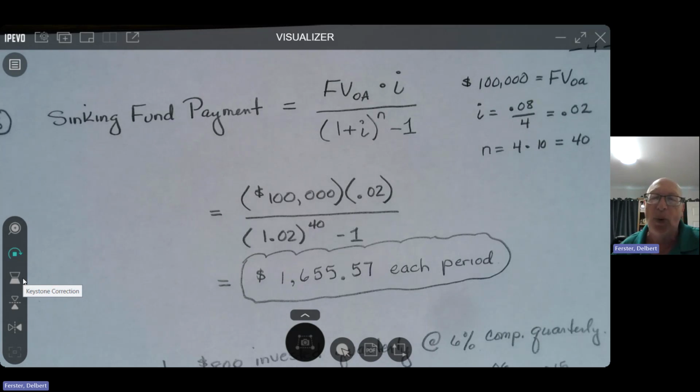Bottom line is that each payment would be $1,655.57, and that will set up their sinking fund so that it will have a value of $100,000 when they need it. That is problem 8.